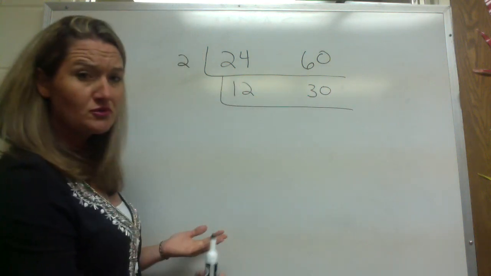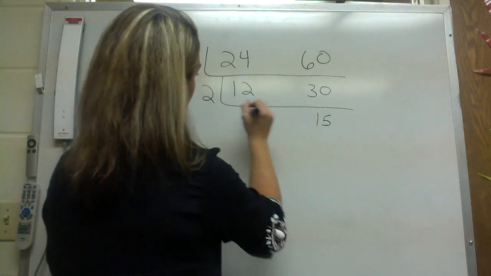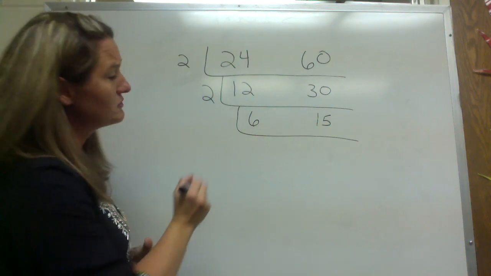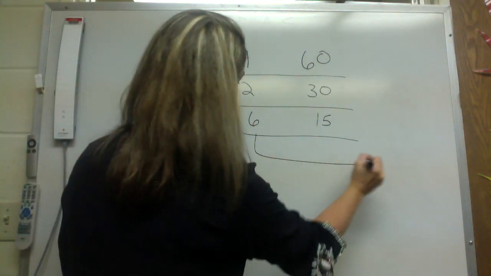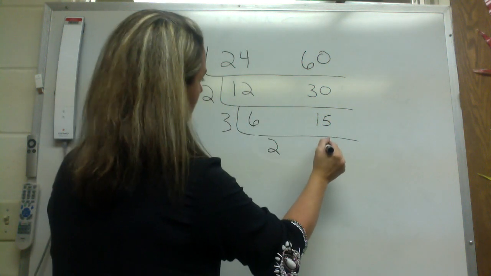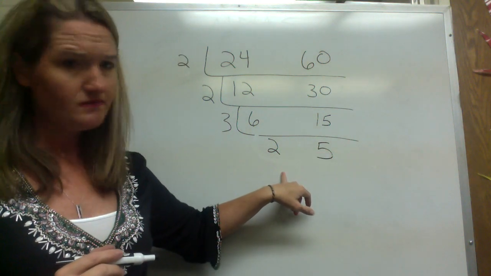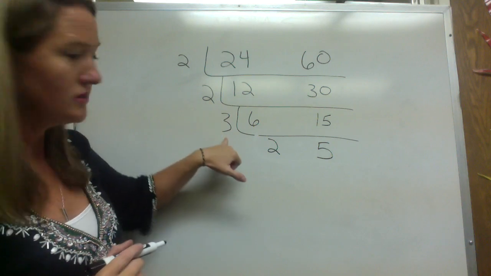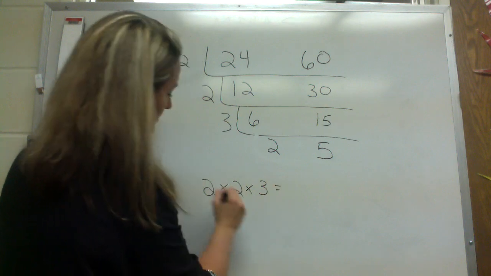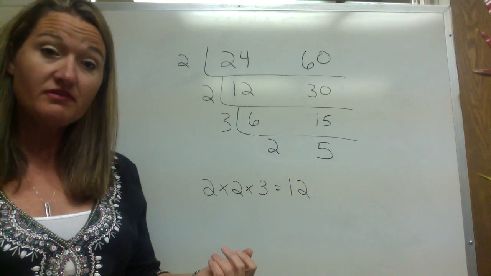We can keep going, right? Because they're both even, so let's do another 2. 6 and 15. Just looking at that, I know they're both divisible by 3. So that's 2 and 5. Did they have any others in common? No, they don't. So we've got 2, 2, and 3. 2 times 2 is 4. 4 times 3 is 12. 12 is my greatest common factor.